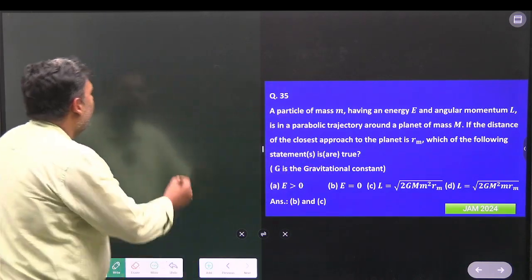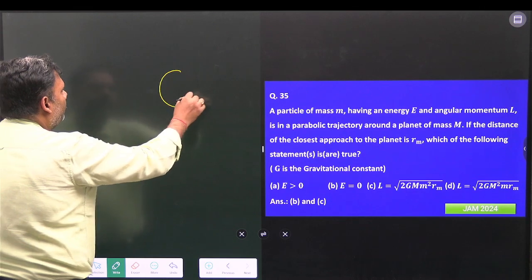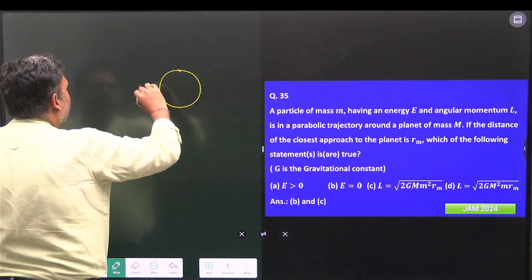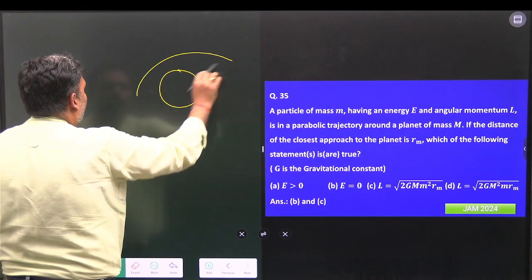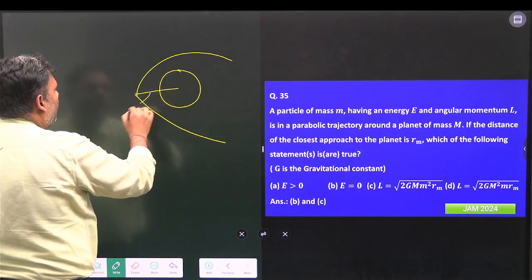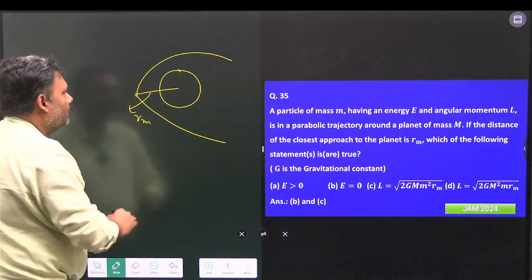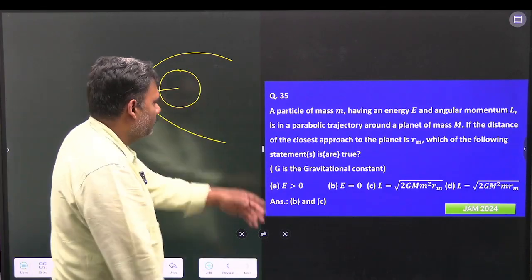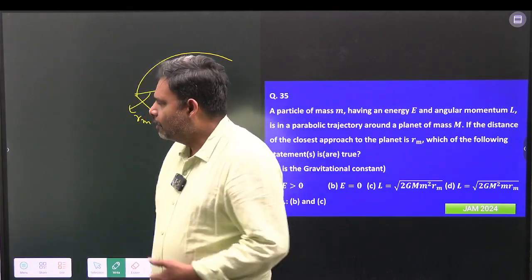So we can assume this is my planet and this is something like a parabolic orbit. This is your parabolic orbit and this will be your Rm. This will be the minimum distance. All distances are more than this one. So this is your Rm. So how will we approach it?